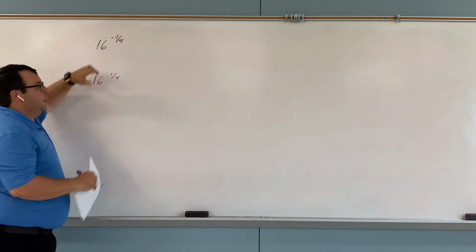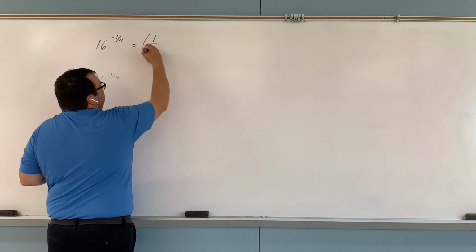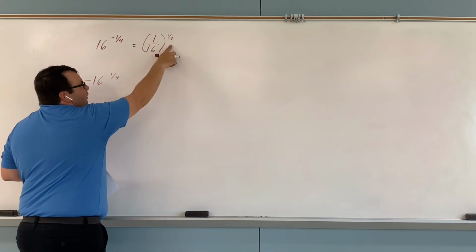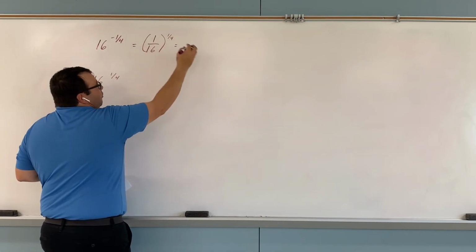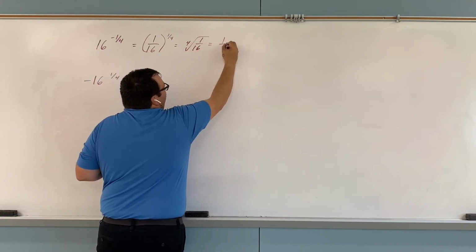Here, I'm talking about a negative exponent. The negative exponent is telling me that I must reciprocate my base. So I must reciprocate my base. That then makes this a positive exponent, and I follow through with my conversion. I get 4th root of 1/16, which is 1/2.